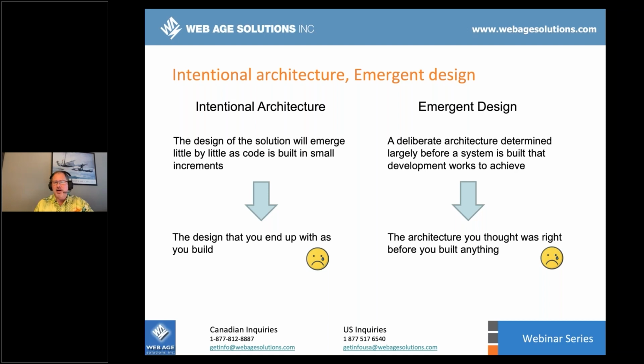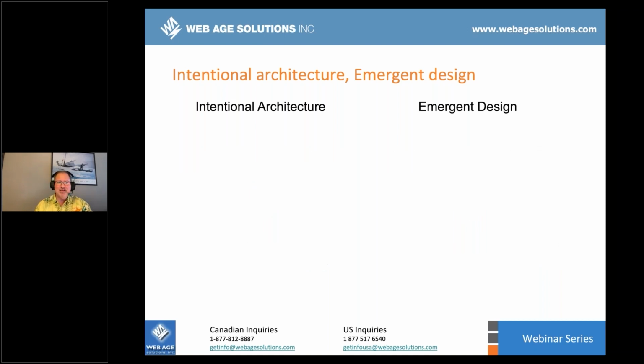So whereas an emergent design might be just a little bit too loosey-goosey and kind of accidental, an intentional architecture might be too rigid and might be just assuming a future that isn't really appropriate. What we really need is elements of both.